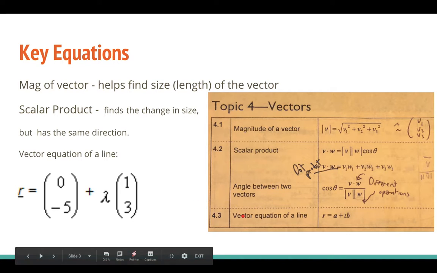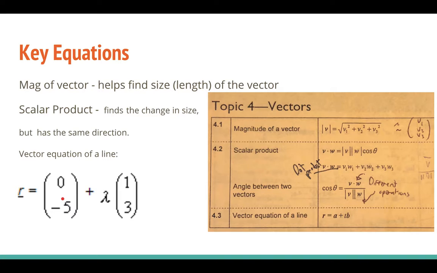And lastly, we have the vector equation of a line. The first value is the position vector. This little sign here is the scalar multiple, what you're multiplying the direction vector by, which is the new one.